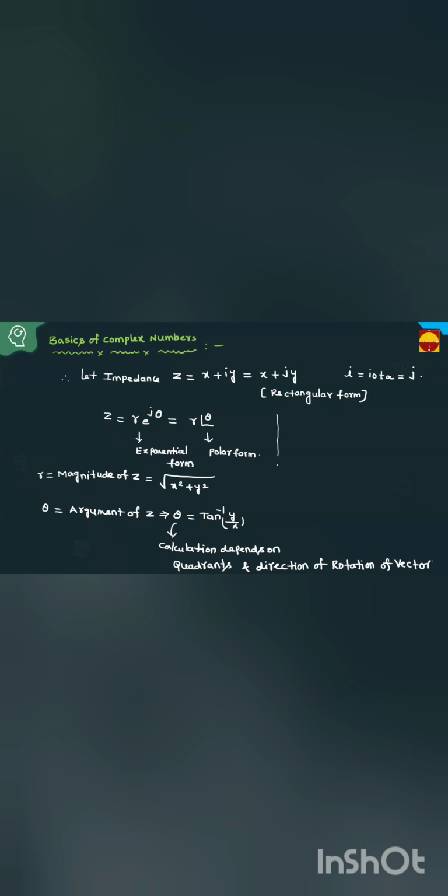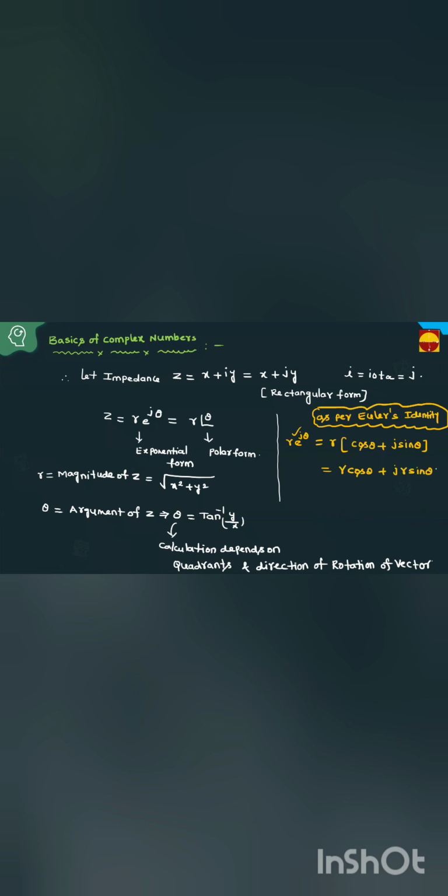Students, you know that you can write R into e power j theta. This is according to Euler's identity: e power j theta equals cos theta plus j sin theta. Then you can also write R cos theta plus j R sin theta.